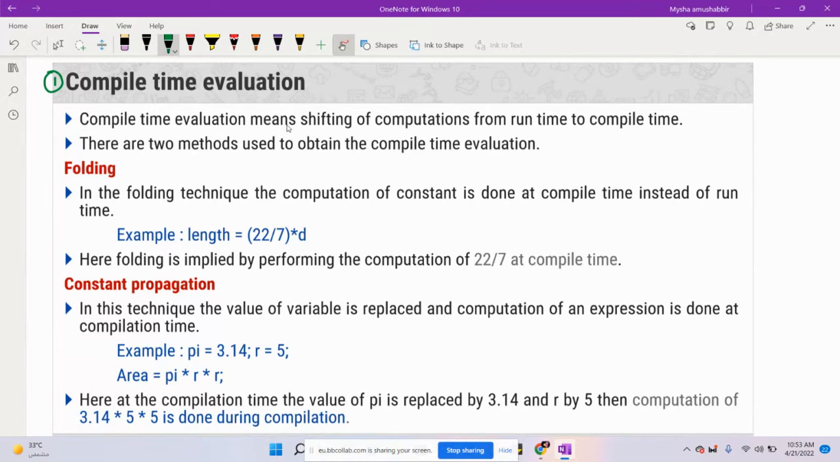Compile time evaluation means shifting of computation from run time to compile time. When you write a program, it has two stages: compile time and run time. What is compile time? When you write the program and compile it to check for errors, this is called compile time. And when you run the program, it is called run time. So compile time evaluation means shifting computation from run time to compile time.